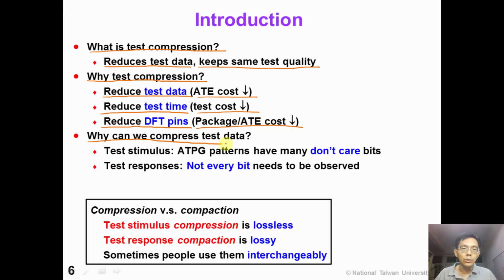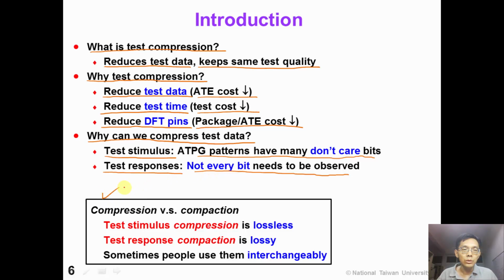So what is the reason that we can compress test data? From the input test stimulus side, we know that ATPG patterns typically have many don't care bits. This is why we can compress the input test stimulus. On the output side, for test responses, we know that not every bit in the test response needs to be observed. This is the reason why we can compact the test responses.